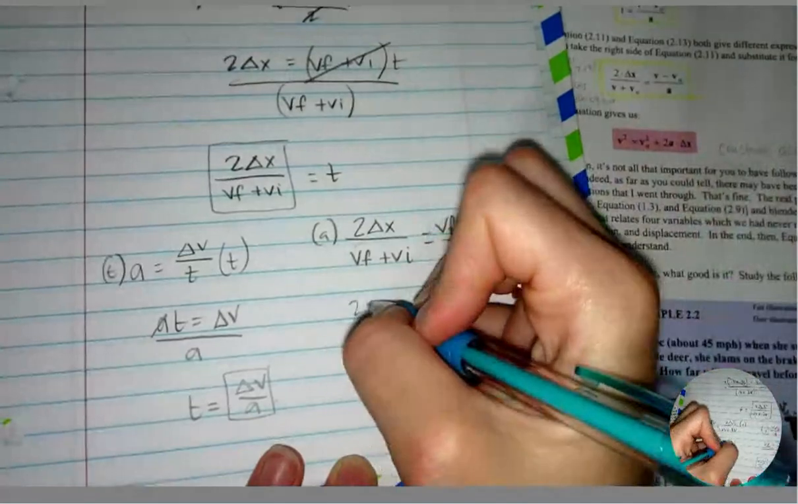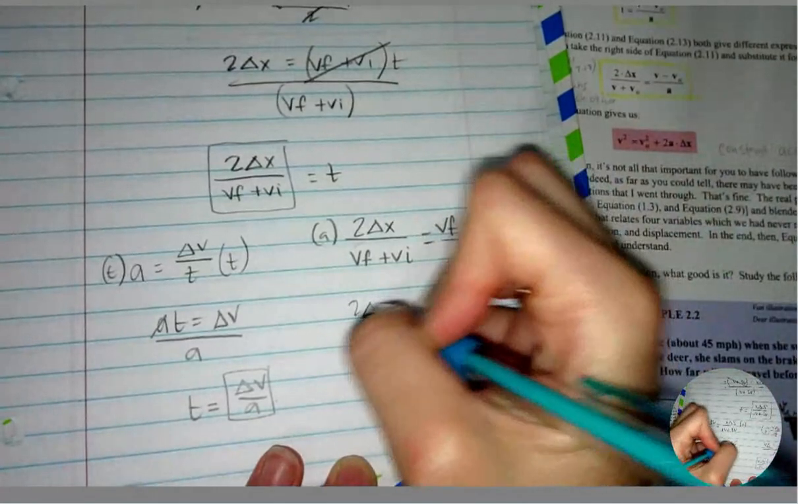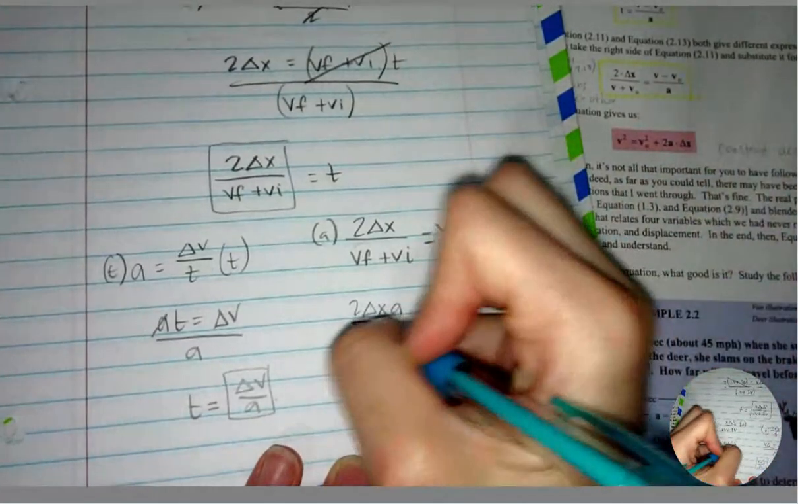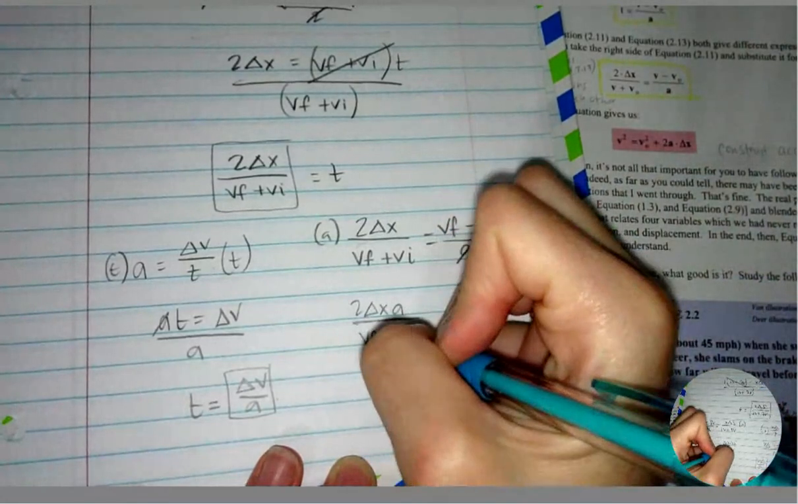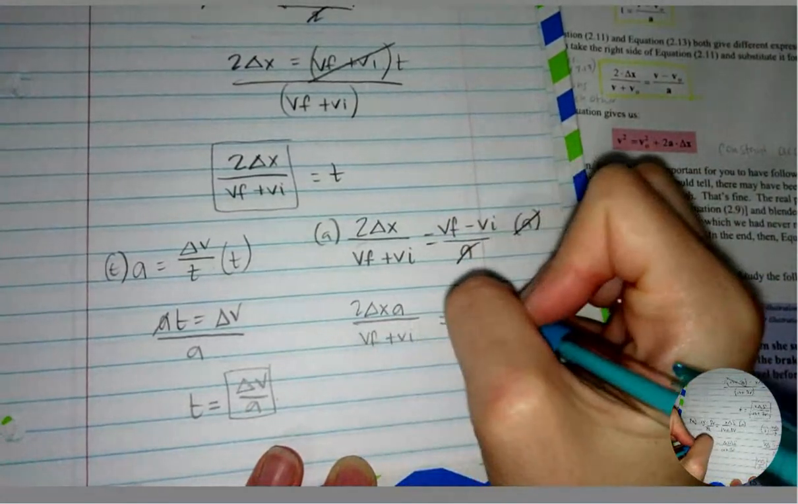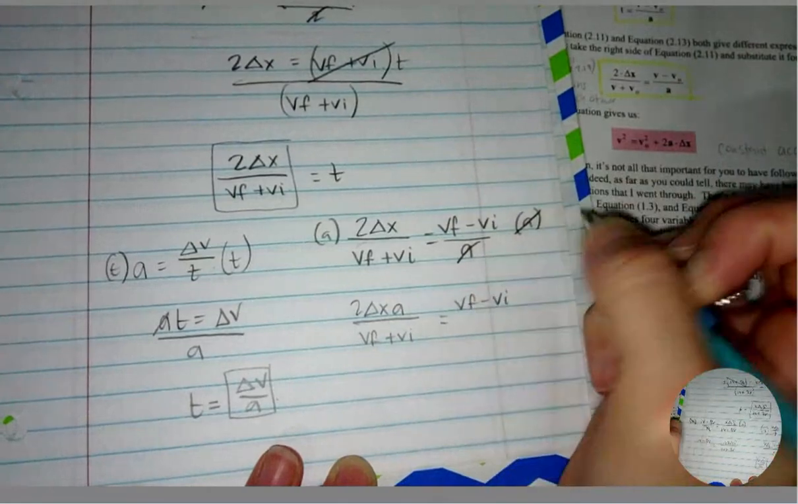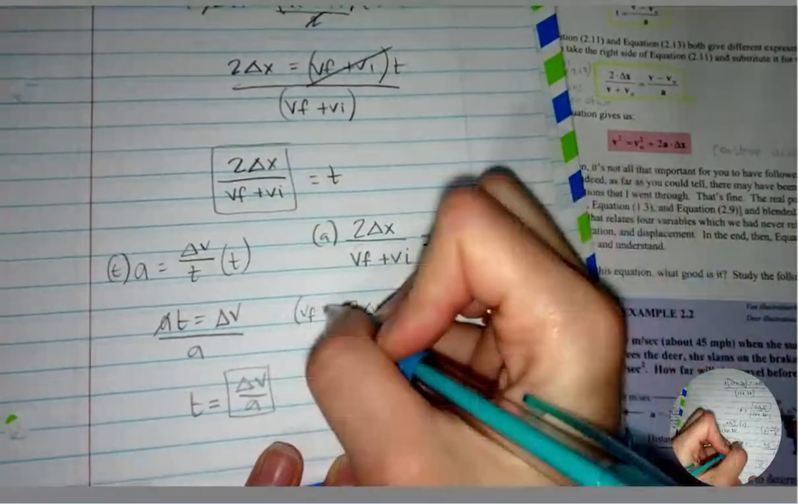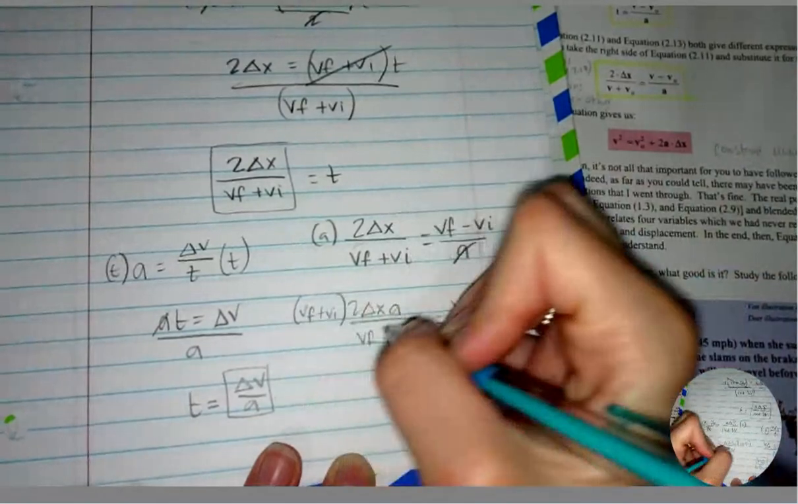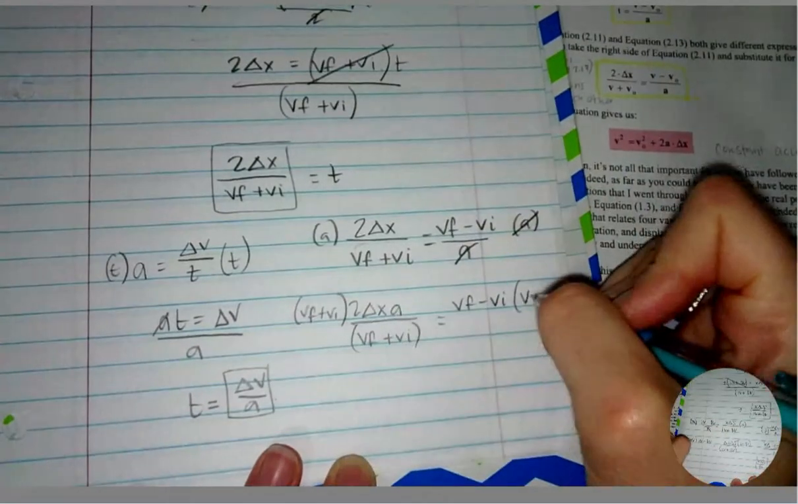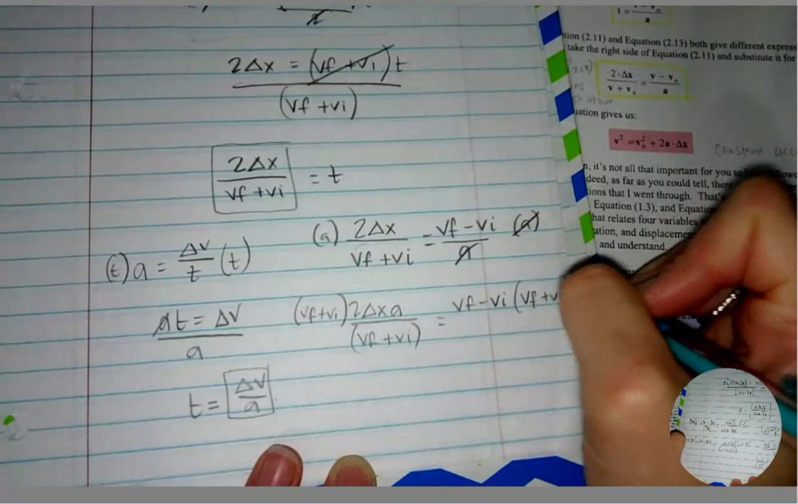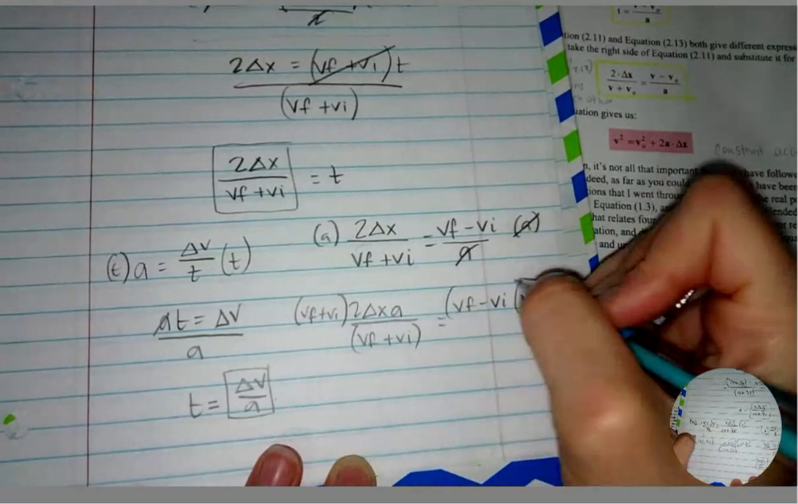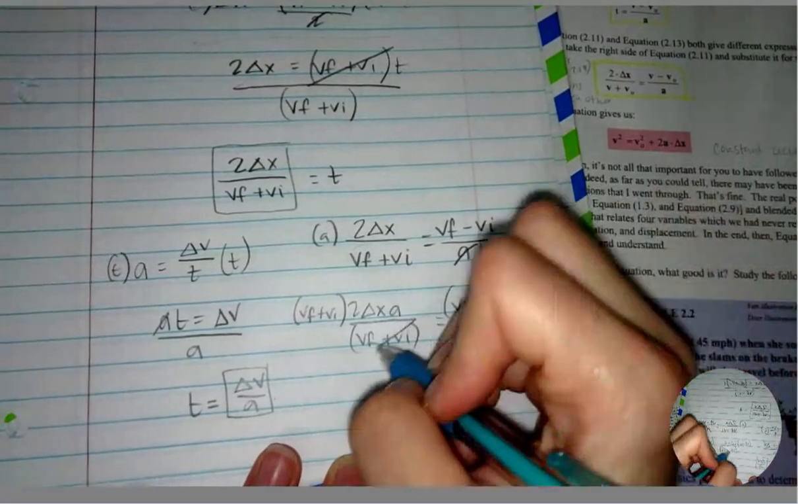So we have 2 delta x a divided by vf plus vi equals vf minus vi. Now let's multiply both sides by this denominator, vf plus vi, vf plus vi. Make sure you FOIL it, don't forget.